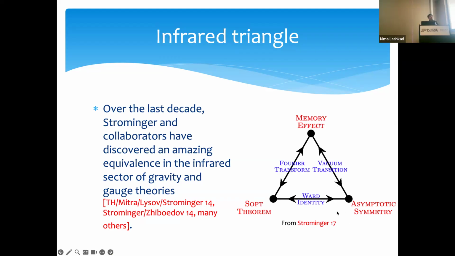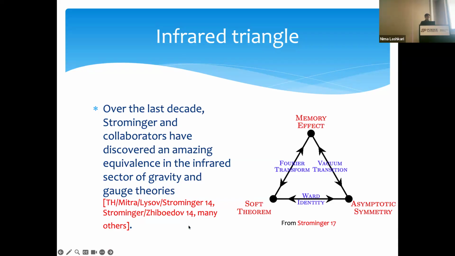So the equivalence is the three corners of the triangle. Each corner designates a field in theoretical physics that has been studied for over half a century now, and they've been studied separately by different communities. The memory effect, for instance, was first studied by astrophysicists, asymptotic symmetries by general relativists, and soft theorems by particle physicists. And the size of the triangle is essentially what we have learned in 2014, that these three corners are actually describing the same physical phenomenon, just using very different language.